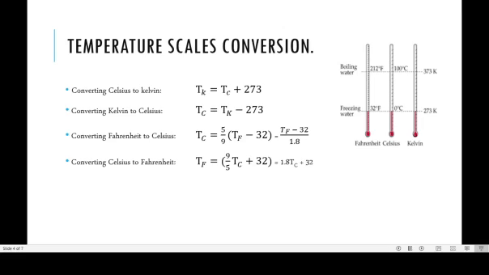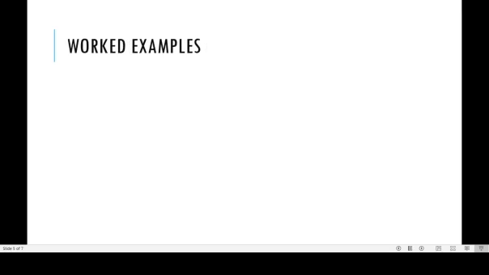So let's look at some worked examples. Look at the first example here that says convert 25 degrees Celsius to degrees Fahrenheit. Convert 25 degrees Celsius to degrees Fahrenheit. So it means that we are moving from the Celsius scale to the Fahrenheit scale.